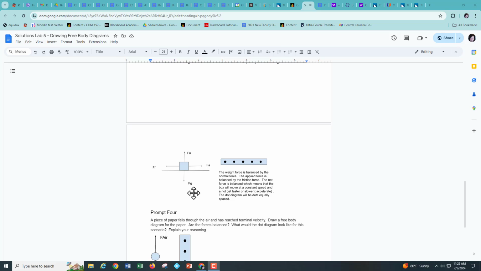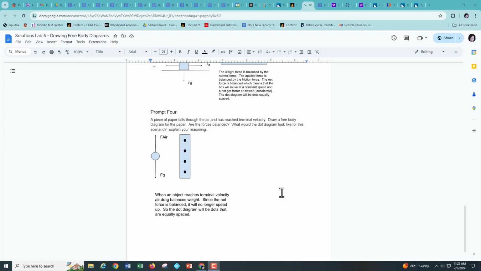A dot diagram for something that's traveling at a constant speed has dots that are equally spaced. So if I was traveling at 50 miles every hour, I would go 50 miles. The dots would be exactly the same distance every hour, 50 miles apart.